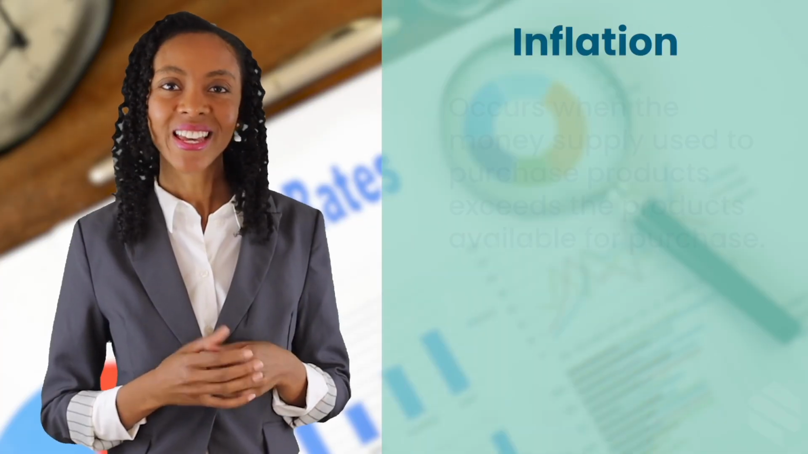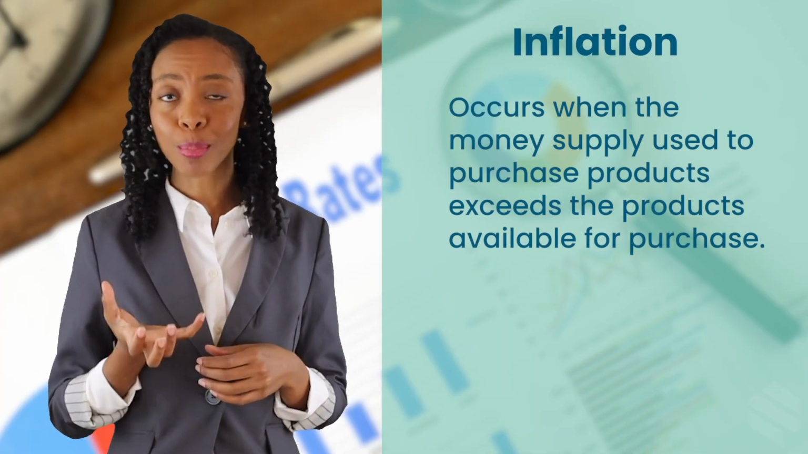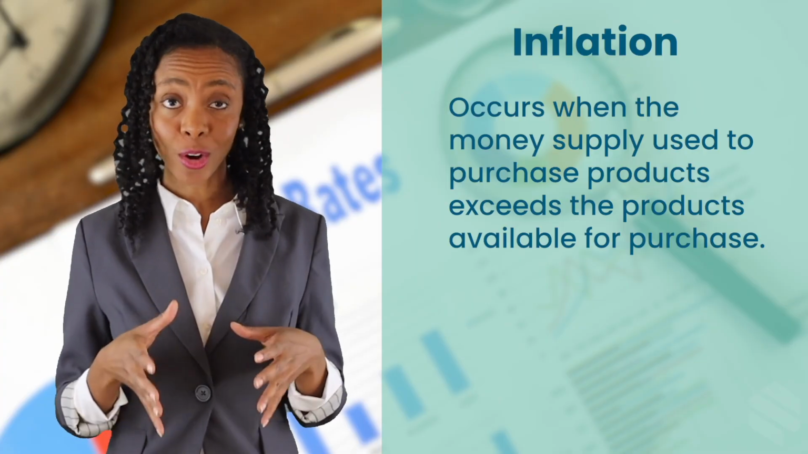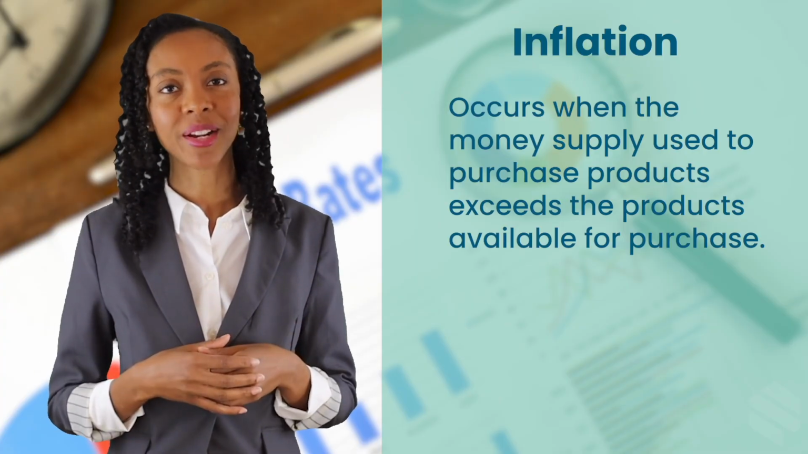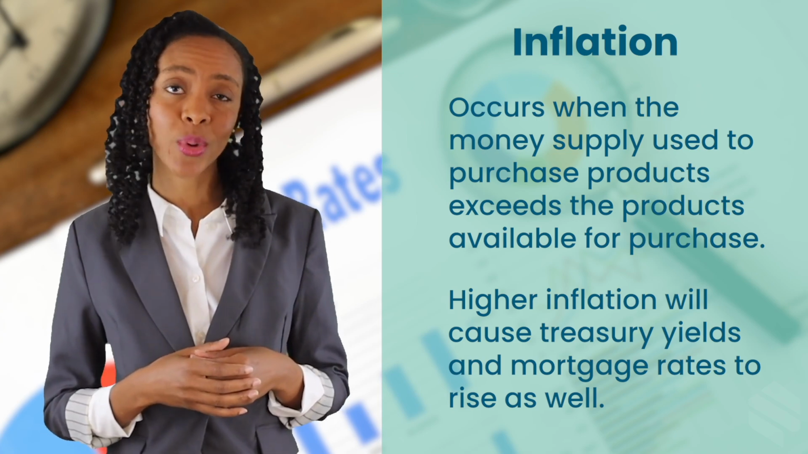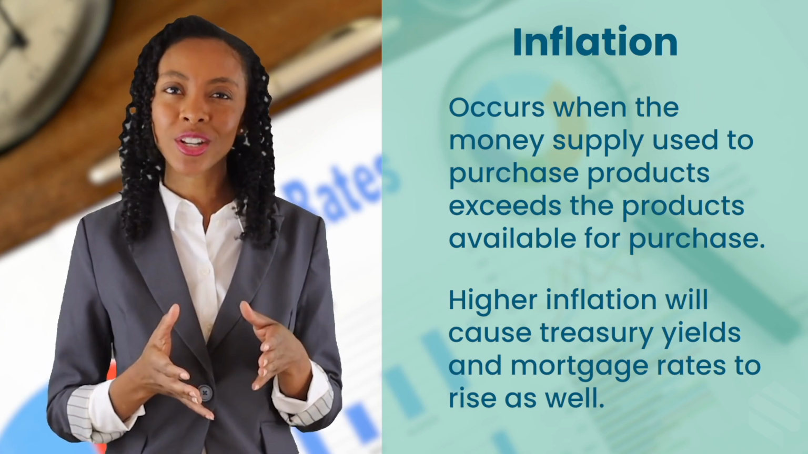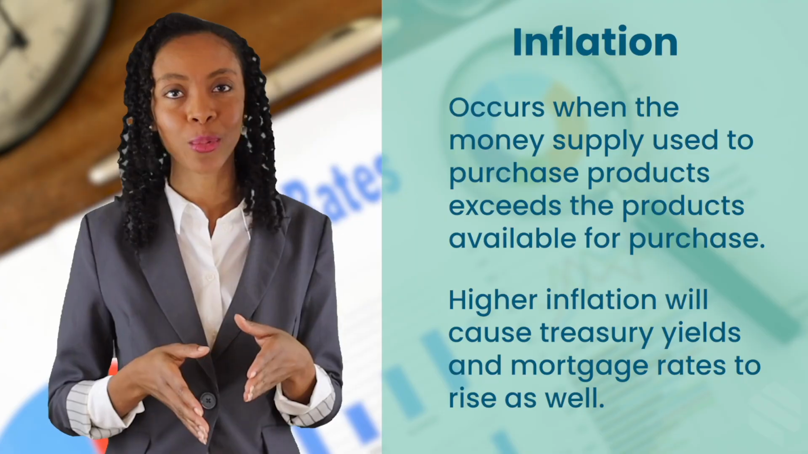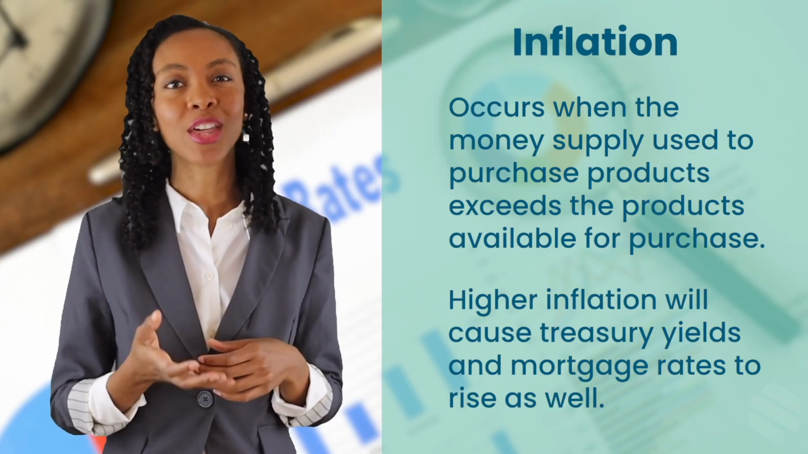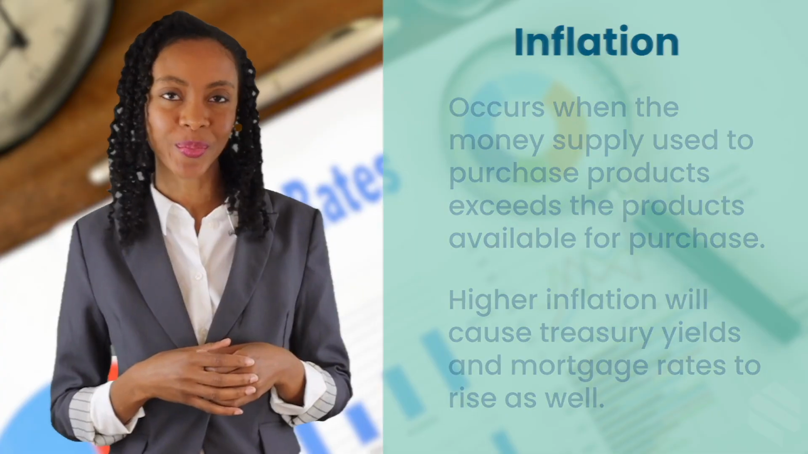Inflation. Inflation occurs when the money supply used to purchase products exceeds the products available for purchase. The bigger the gap, the higher the inflation. Higher inflation will typically cause treasury yields and mortgage rates to rise as well. This occurs because investors demand higher rates as compensation for the decrease in the purchasing power of money they are paid over the course of the loan.